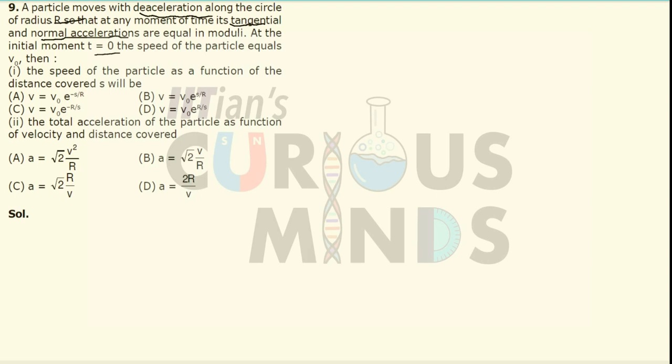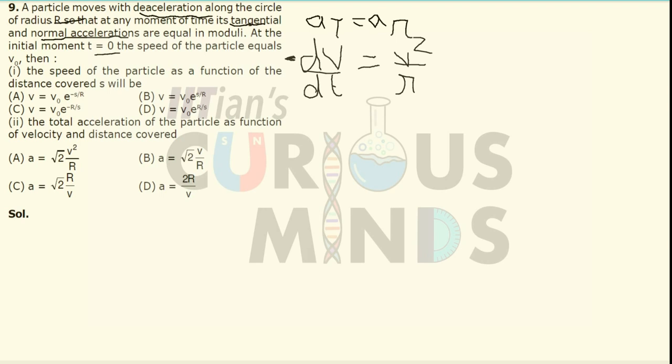Now basically the tangential acceleration is equal to the normal acceleration. It means that it is basically equal to the radial acceleration. So tangential acceleration I can write as minus dv by dt. Why minus dv by dt? Because over here the particle is decelerating. It will be equal to v square divided by r.